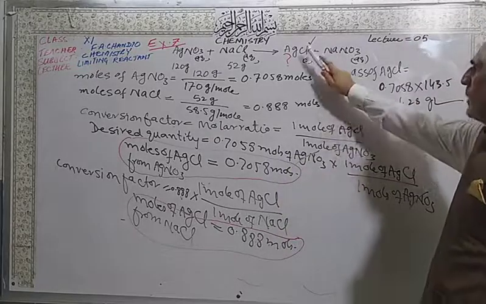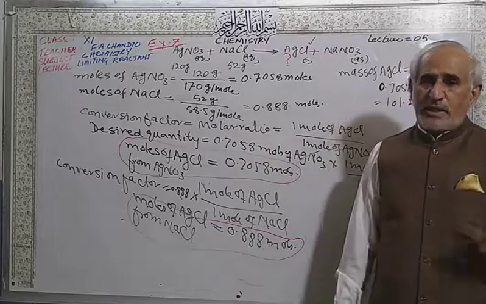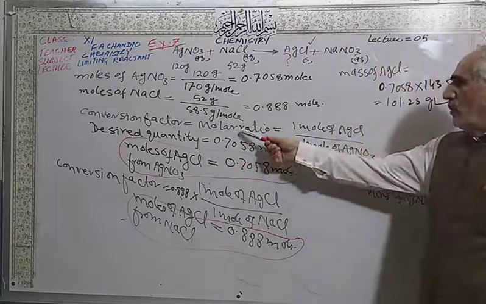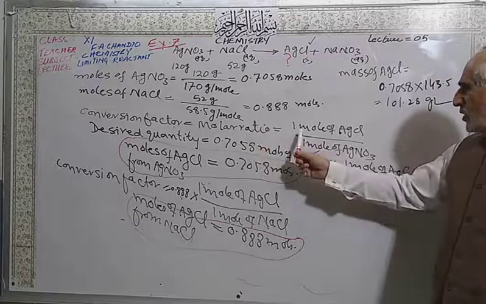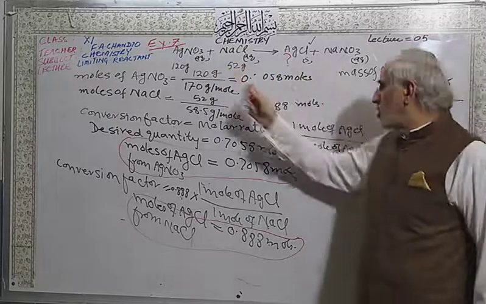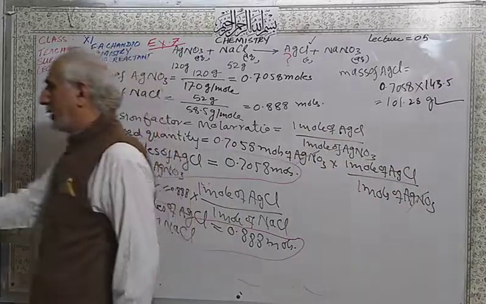So you have to calculate the moles of silver chloride. By using the conversion factor method you did in the previous examples, many examples we did, the conversion factor is equal to the molar ratio. According to the stoichiometric equation, 1 mole and 1 mole: 1 mole of silver chloride and 1 mole of silver nitrate.